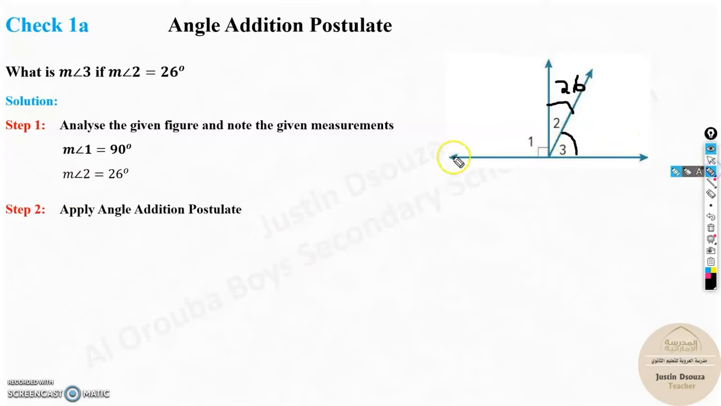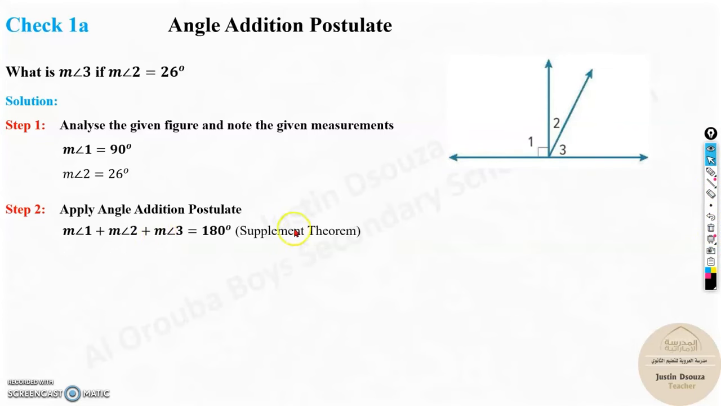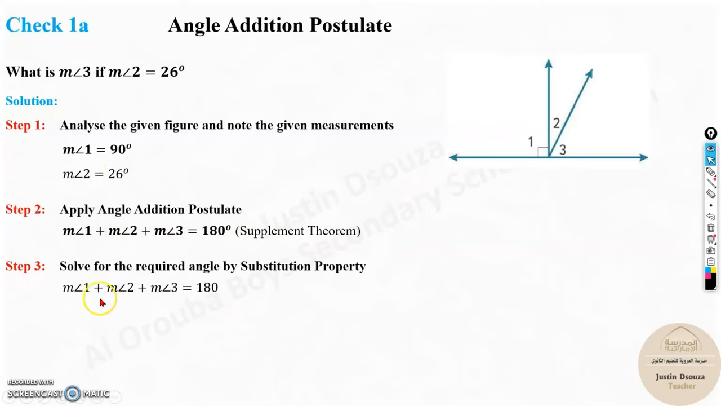But you can see there is a straight line. So if you remember the supplement theorem, we can apply that. The supplement theorem says whenever there is a linear pair, when you add these, you should get a straight line, isn't it? So that means the total sum will be 180 degrees. So just substitute it now. It will be 90 for the first, 26 for the second, third is unknown, and 180.